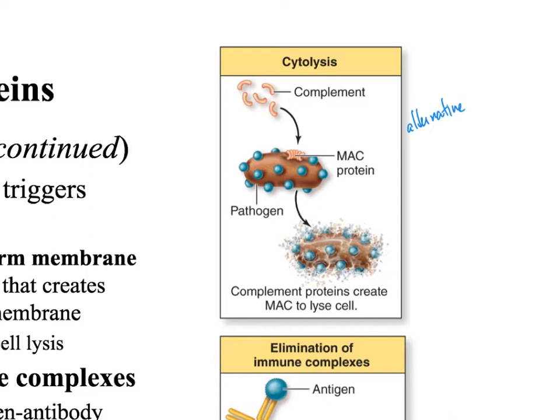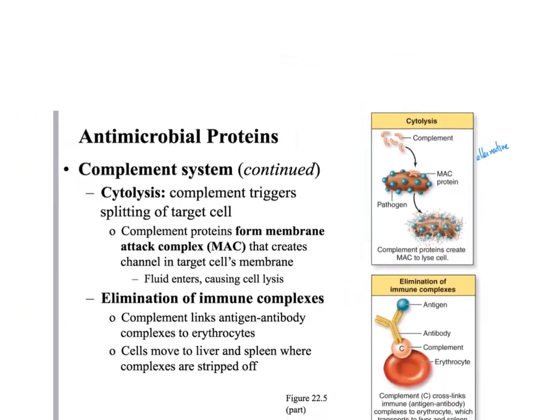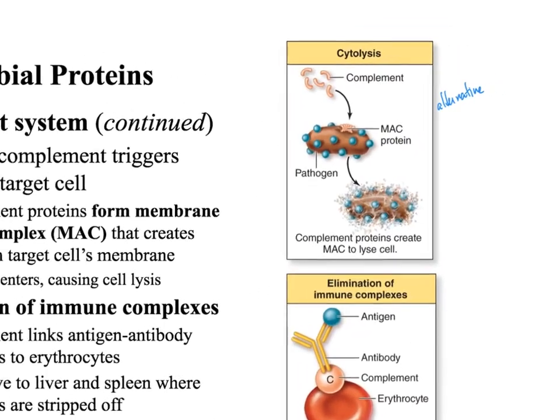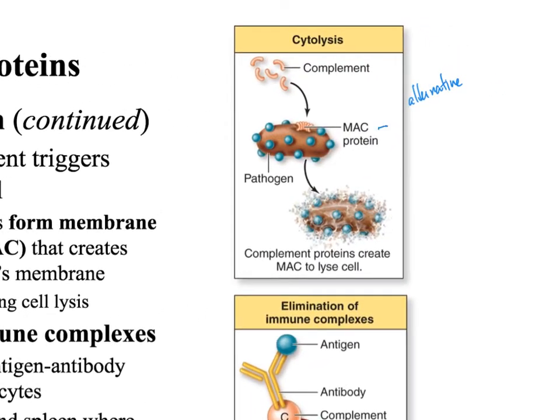In this case, the complement proteins bind to the polysaccharide of the pathogen, and they form a complex called a MAC protein, a membrane attack complex. That's what MAC stands for. If you disrupt the integrity of the membrane of the cell, that would cause the cell to lyse. That's why we call it cytolysis, cell breakage.